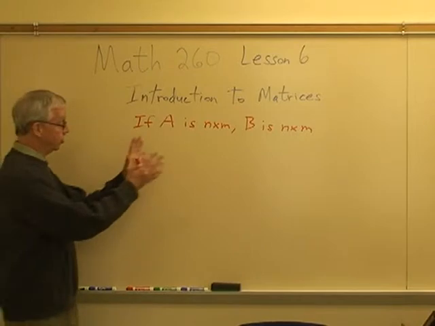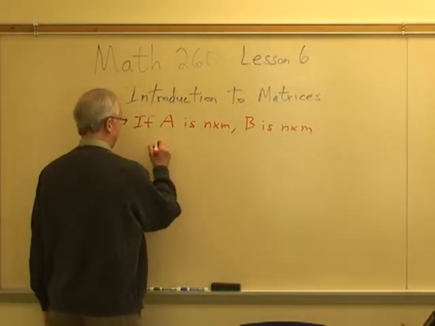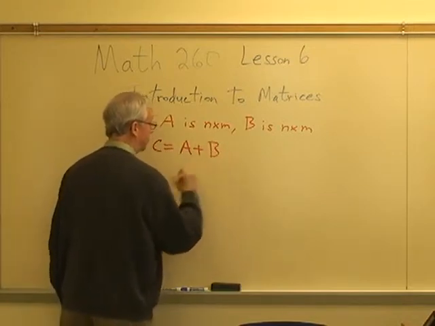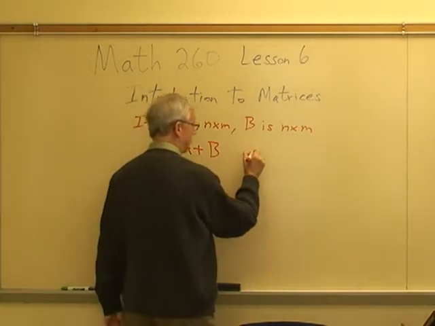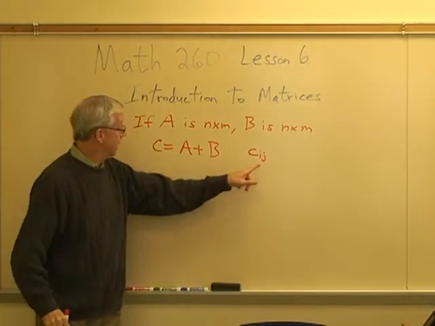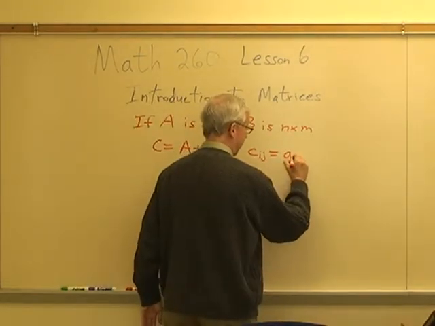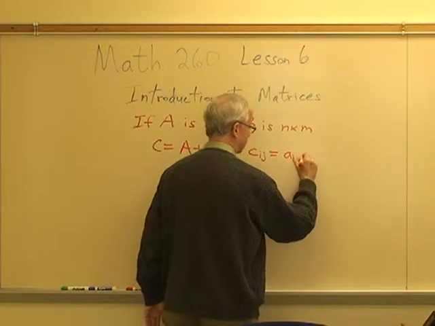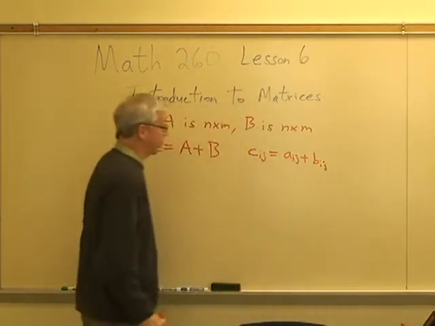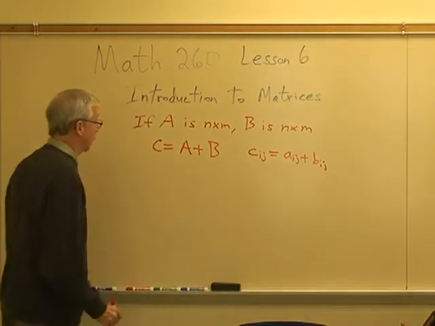So I can only add matrices that are exactly the same dimensions, but if I do that, then if the matrix C is formed by adding the two matrices, A plus B, the element in position ij of the matrix C is simply the addition of the corresponding elements in the two matrices. Just like with vectors, I add corresponding elements. With matrices, I add corresponding elements.